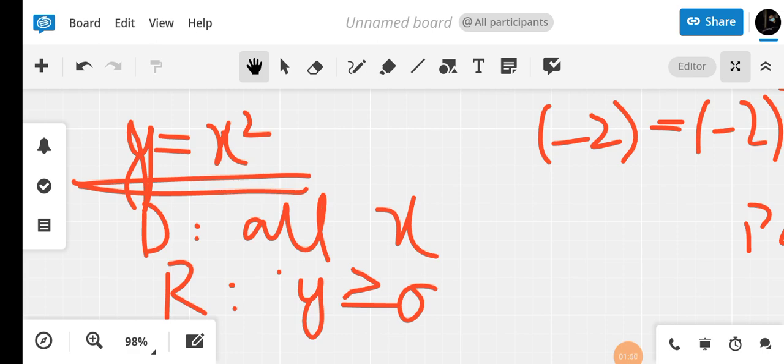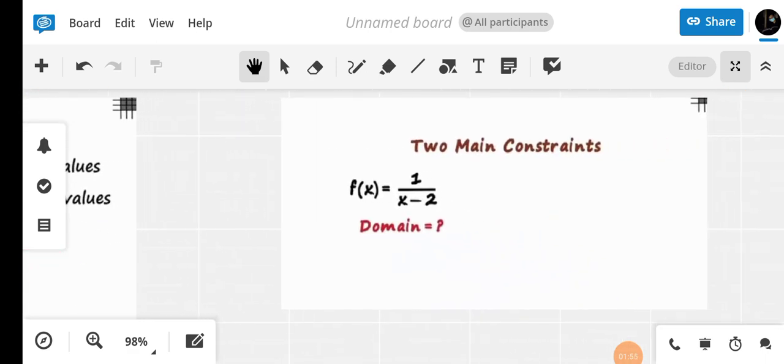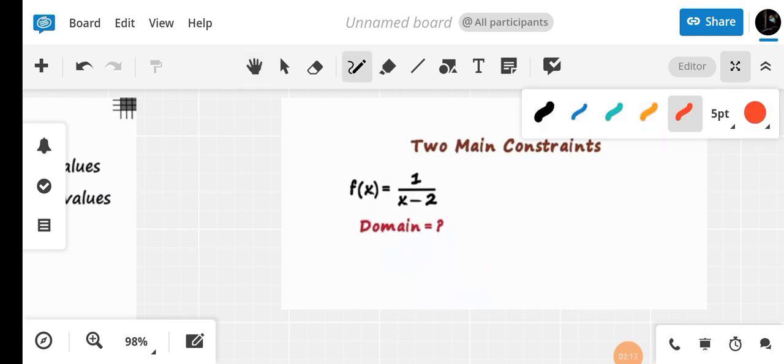Okay, so next we have the question f of x equals 1 upon x minus 2. Then what would be the domain? Okay, so here we have a constraint. The denominator of the function must not be equal to 0. It should be non-zero. So here we have a restriction.